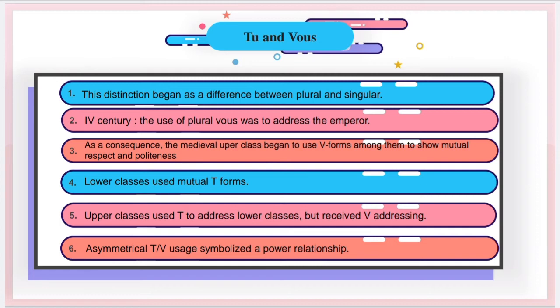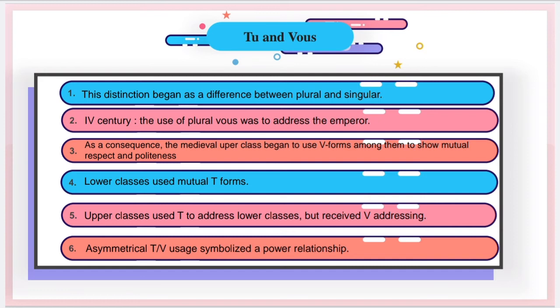As a consequence, the medieval upper class began to use V forms among them to show mutual respect and politeness. Lower classes used mutual T forms. Upper classes used T to address lower classes, but received V addressing. Asymmetrical T or V usage symbolizes a power relationship.